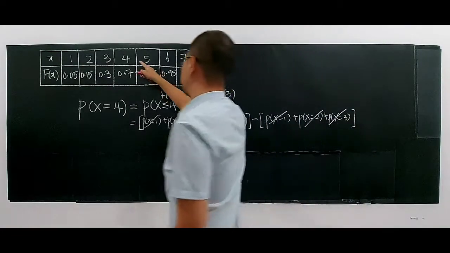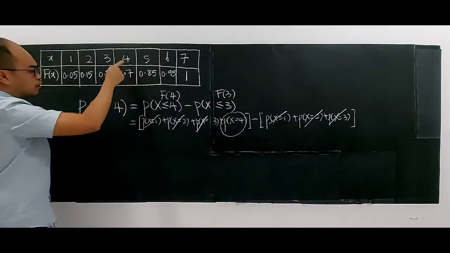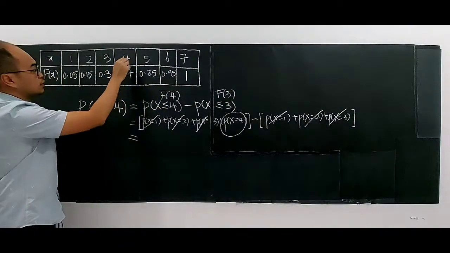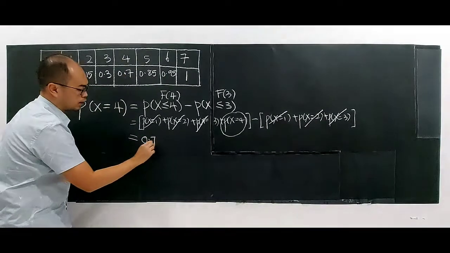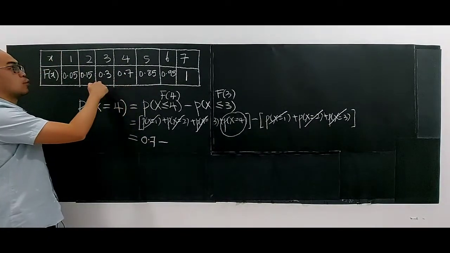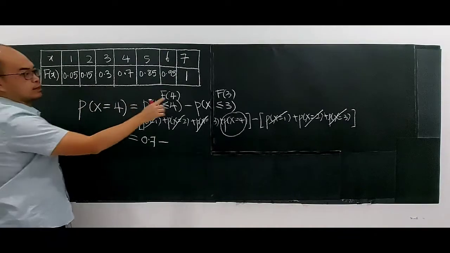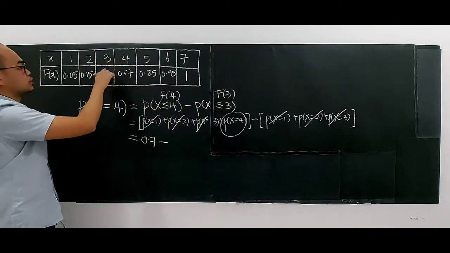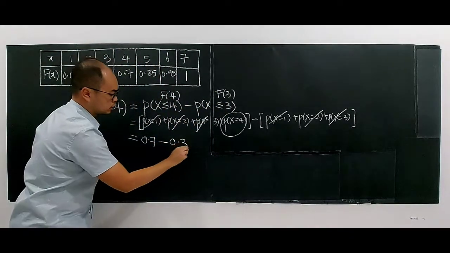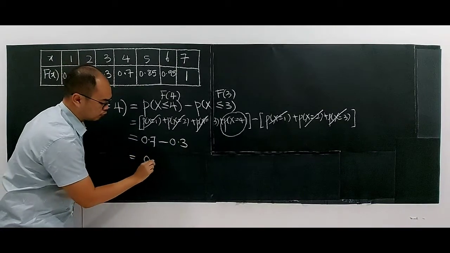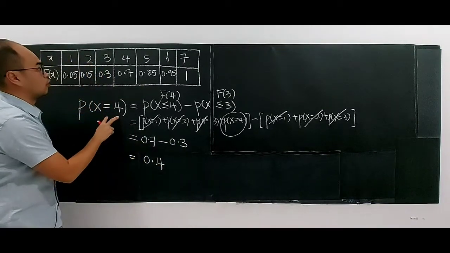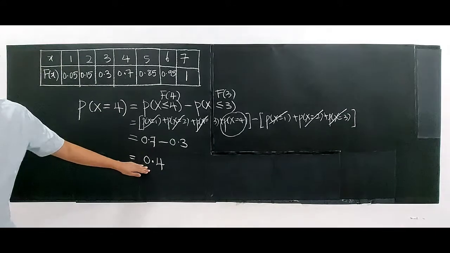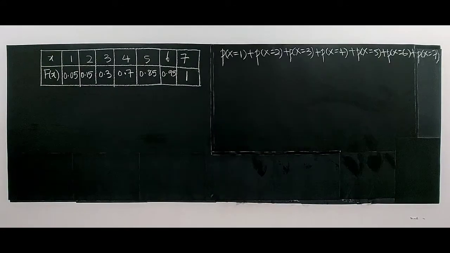So you can take from the table, if you want to find the probability of x equals 4, you can just take 0.7, right? Minus away 0.3, F3, right? F3 is 0.3. Then you will know the probability of x equals 4 will be 0.4.